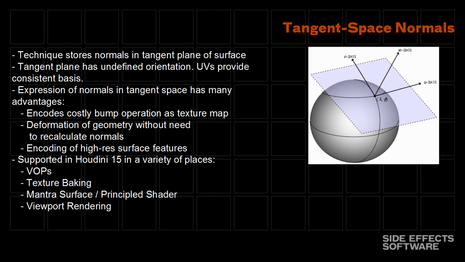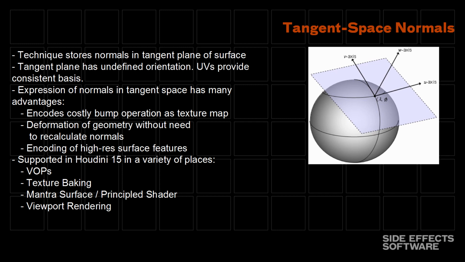We have deformation of geometry without the need to recalculate our normals. Because we can calculate in our model export the tangent vectors, those tangent vectors are always relative to the vertices, and so we don't need to recalculate our normals as our vertices or vertex shaders are deforming the meshes. We can also encode high-res surface features as textures, as we discussed. Okay, so these are the advantages of using tangent space normals.